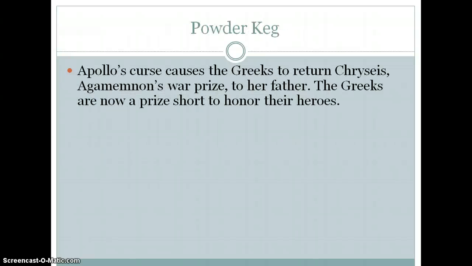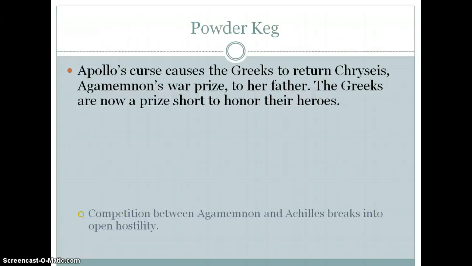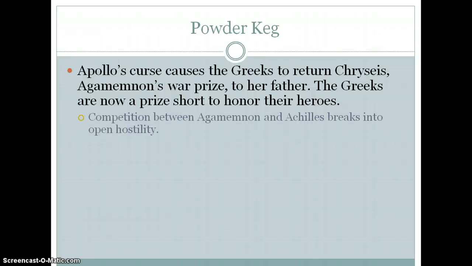And we start with a bit of a powder keg. Apollo's curse causes the Greeks to return Chryses and Agamemnon's war prize to her father, and thus the Greeks are now short a prize to honor their heroes. This brings the competition between Agamemnon and Achilles into open hostility, because Agamemnon will not be least honored. He is the most prominent king there and thinks that he deserves the most honor, and so he decides that somebody else will have to give a prize, voluntarily or otherwise.